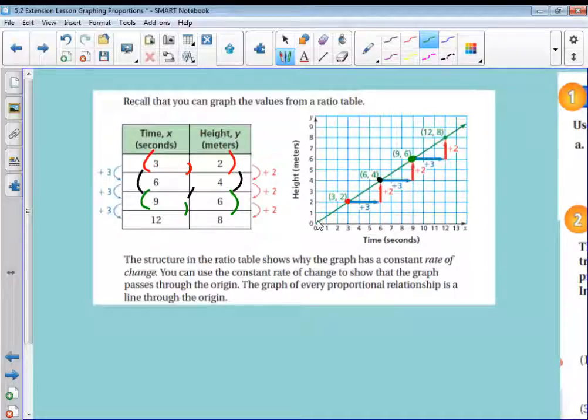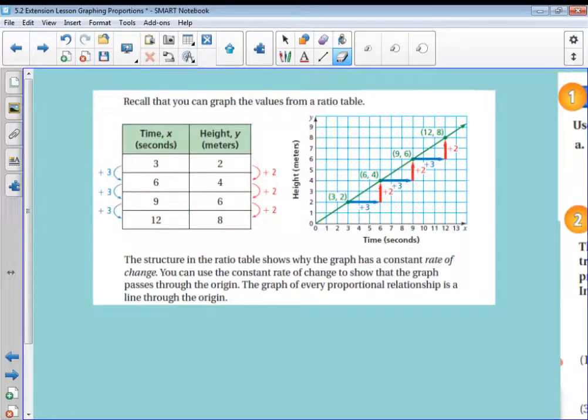So that's what we're going to work on today. The two key things to remember: you must have a straight line, and it must pass through the origin, or pass through 0, 0. Okay, so let's go ahead and work a couple of these out.